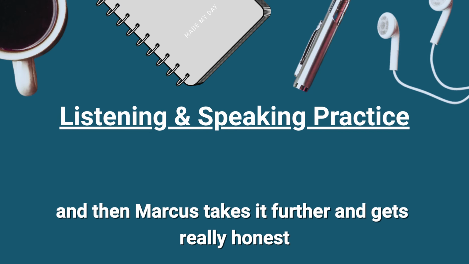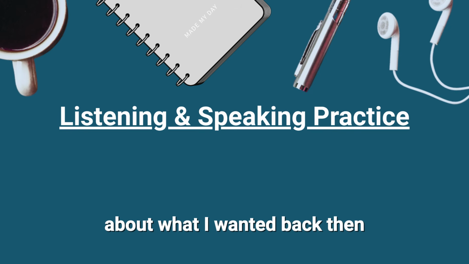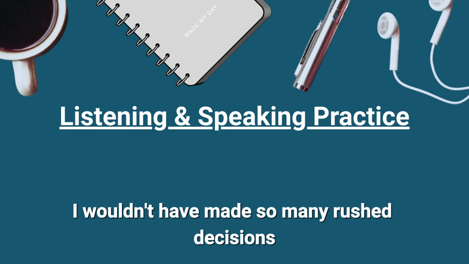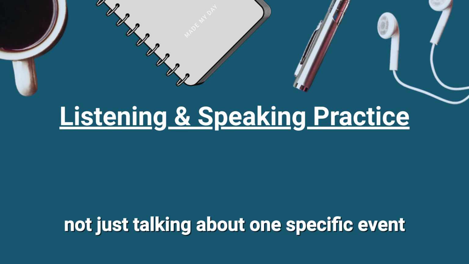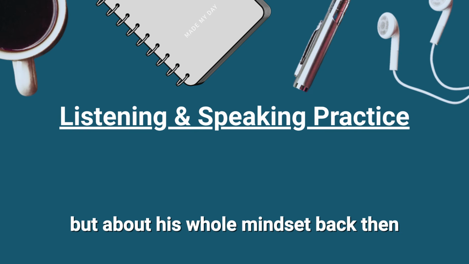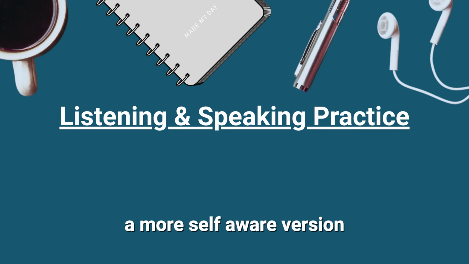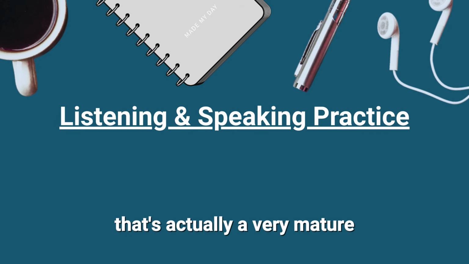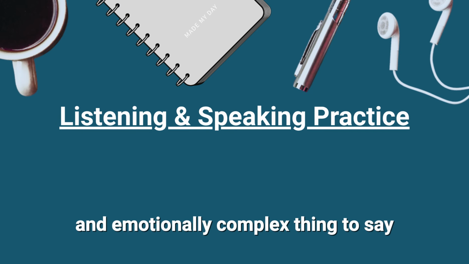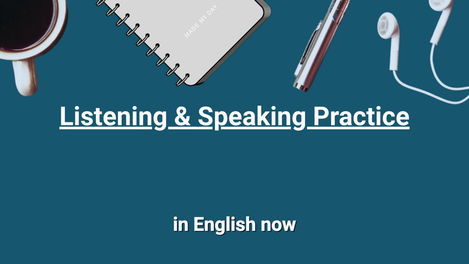And then Marcus takes it further and gets really honest. "If I had been more honest with myself about what I wanted back then, I wouldn't have made so many rushed decisions." This is Marcus not just talking about one specific event, but about his whole mindset back then. He's reflecting on how a different version of himself, a more self-aware version, would have led to a different life. That's actually a very mature and emotionally complex thing to say, and the past conditional is the exact grammatical tool that makes that kind of reflection possible in English.